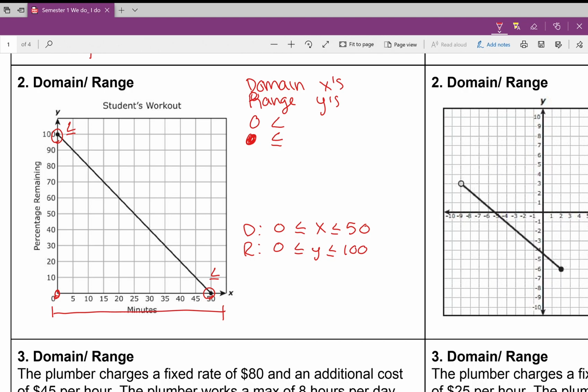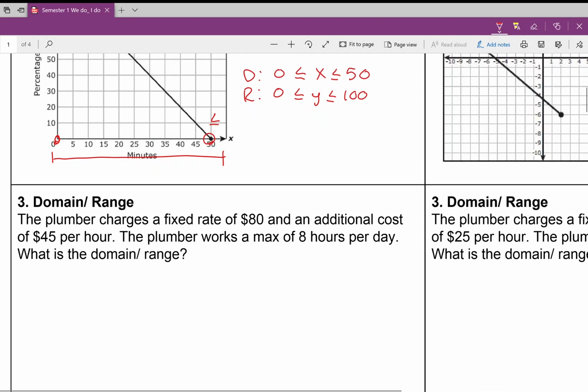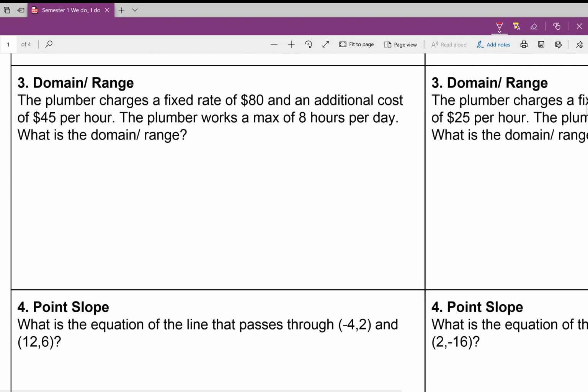Okay, let's look at domain and range again, but in a word problem. So number 3 says the plumber charges a fixed rate of $80 and an additional cost of $45 per hour. The plumber works a max of 8 hours per day. What is the domain and range? So first we need to form an equation here.